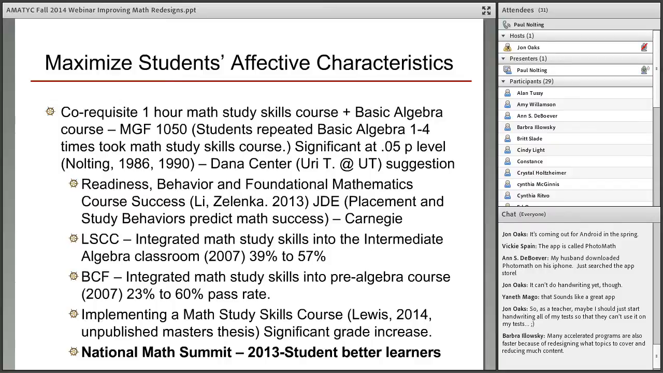Here's a couple of colleges I mentioned. Most of these colleges, if you ever talk to me privately, I tell you who they are, but they don't want to be out in the public saying they had these bad pass rates before I worked with them.